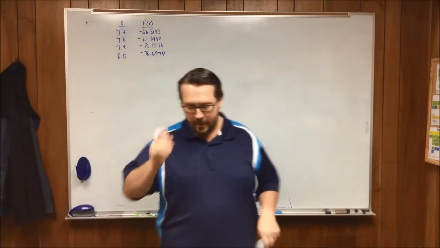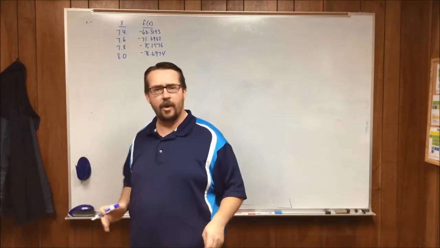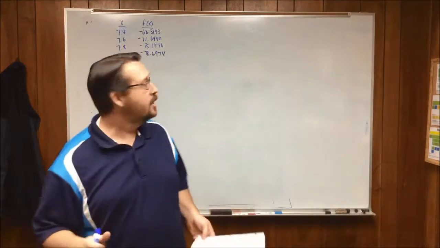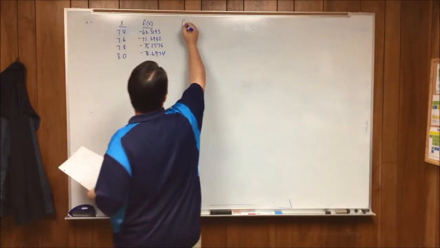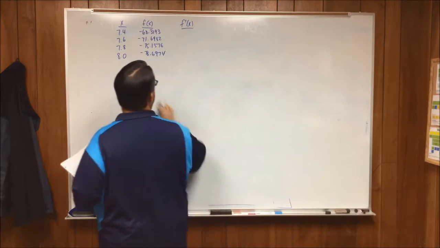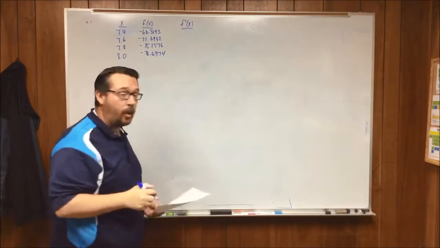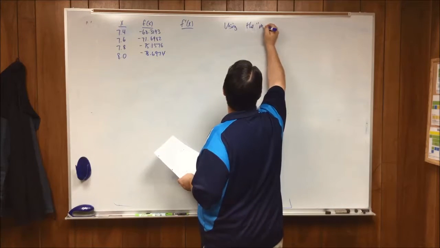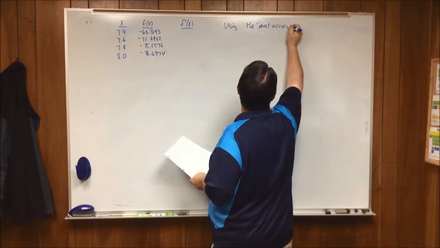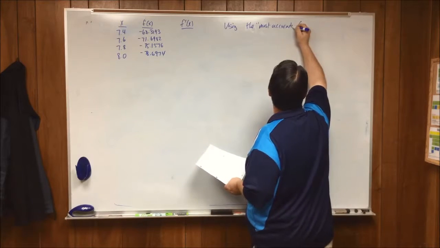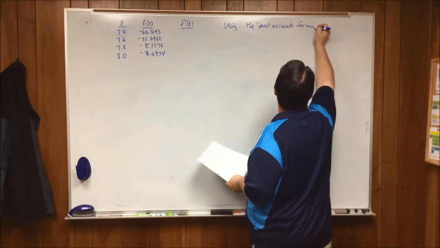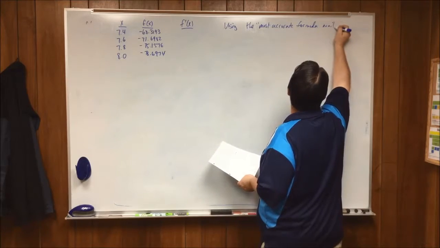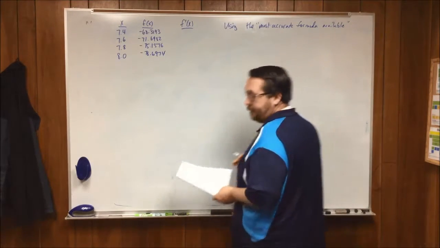So here's an example out of the textbook, one of the homework problems similar to the type of problem you're going to be asked to do. Essentially what you're asked to do is come up with the derivative at each of these 4 points using the most accurate formula available.